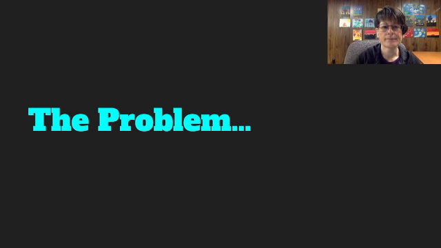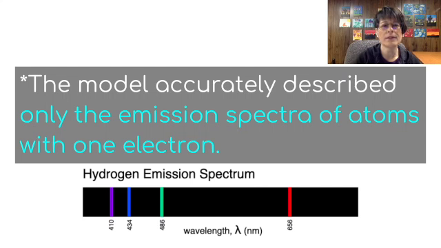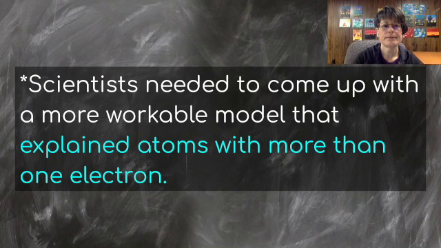The problem. The model accurately described only the emission spectra of atoms with one electron. It only worked with hydrogen. It didn't work with anything else. So scientists needed to come up with a more workable model that explained atoms with more than one electron. But it was a start. And it's a workable model that we use today to explain different things. Not as good as some of the other models, but you see it a lot, and we do use the Bohr model to represent where we put the electrons in atoms.